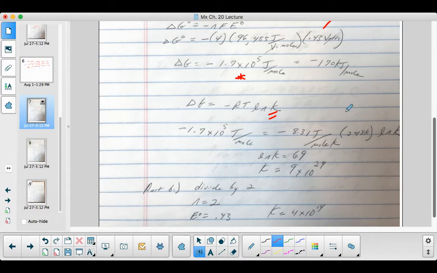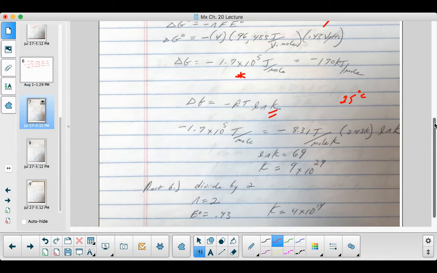All right, so the temperature, 298, sorry. The temperature given in the problem was 25 degrees Celsius. And then what's the natural logarithm of K? So I do a little bit of algebra. I get the natural logarithm of K is 69. I take the inverse natural logarithm of 69 and I get 9 times 10 to the 29th. So that tells me what K, the equilibrium constant for this reaction, would be.